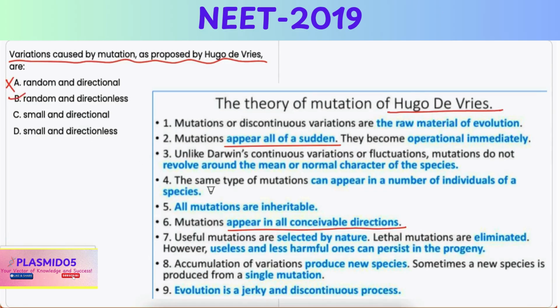Option C, small and directional. Now, it is also incorrect. Mutations can be small or large, but the term directional suggests a predictable or advantageous thing, which is not correct. Option D, small and directionless. It is also incorrect. While some mutations can be small, they are not always so, and mutations can lead to significant genetic changes. So it is incorrect to generalize them as large or small. The term directionless is correct.